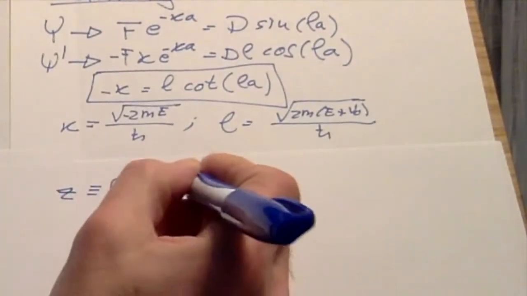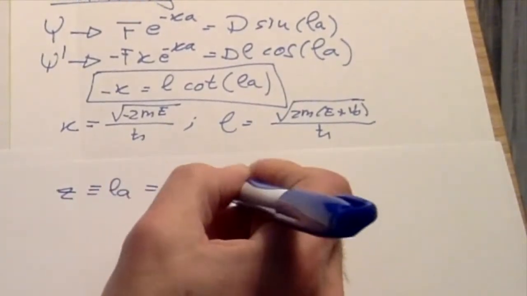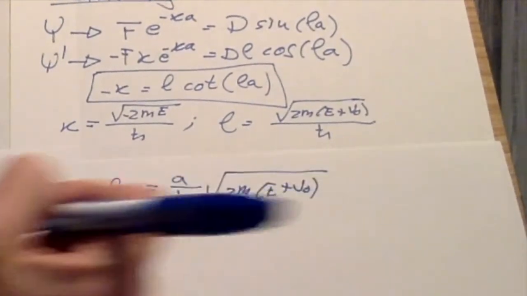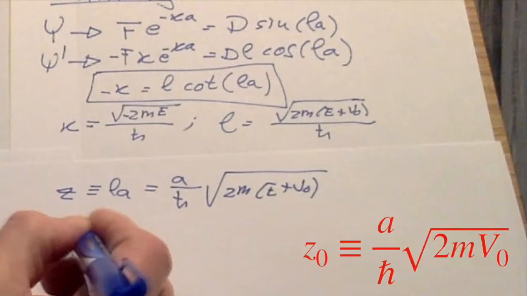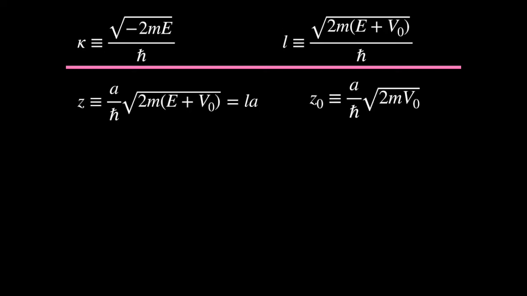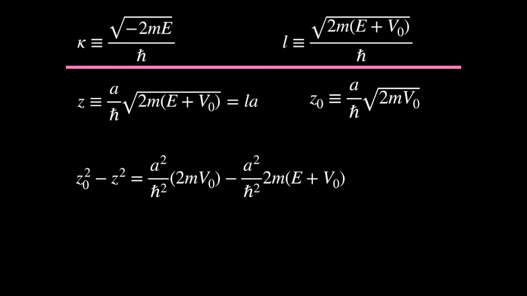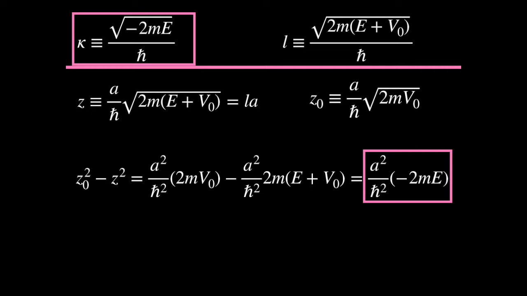Now, I am going to introduce another definition to simplify this a bit. I will call z the quantity L times a, which is equal to a times the square root of 2m times (E plus V naught) over h bar. Remember that E is negative. And I will call z naught the value of z when E is equal to 0. So z naught is a over h bar times the square root of 2m V naught. If we square z naught and z and subtract one from the other, we have a squared over h bar squared times 2m V naught minus a squared L squared, which is a squared over h bar squared times 2m times (E plus V naught), which is then a squared over h bar squared times negative 2m times E, which is just kappa squared a squared.